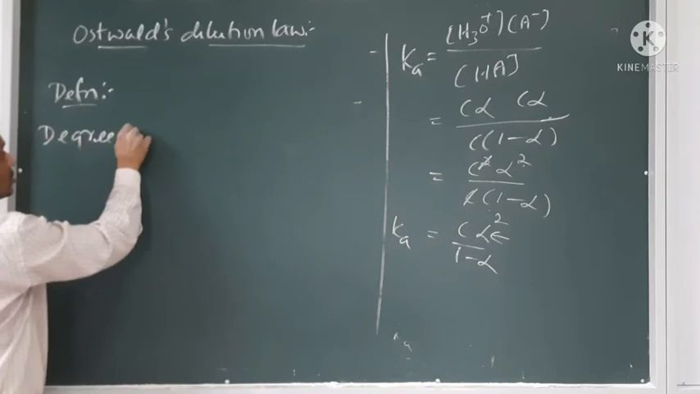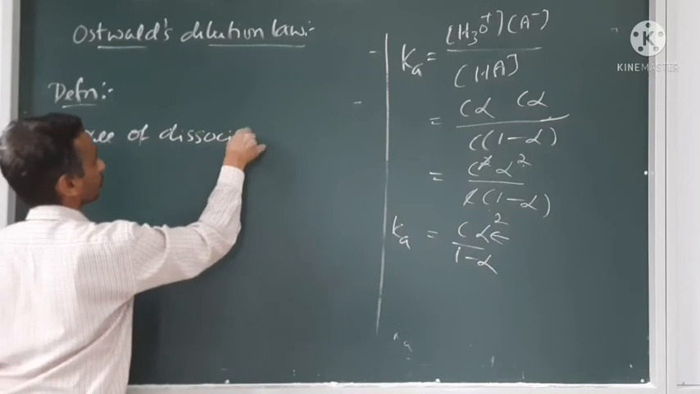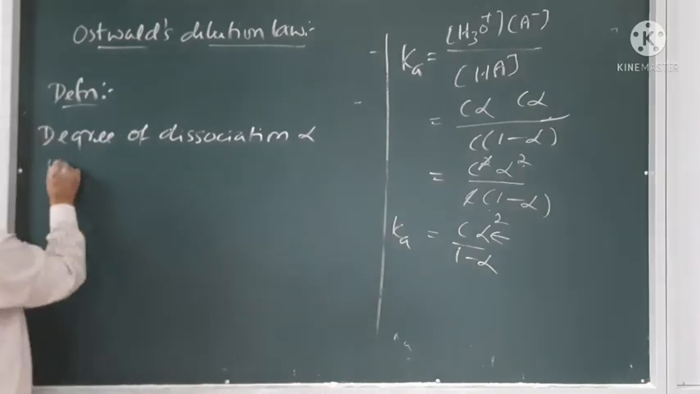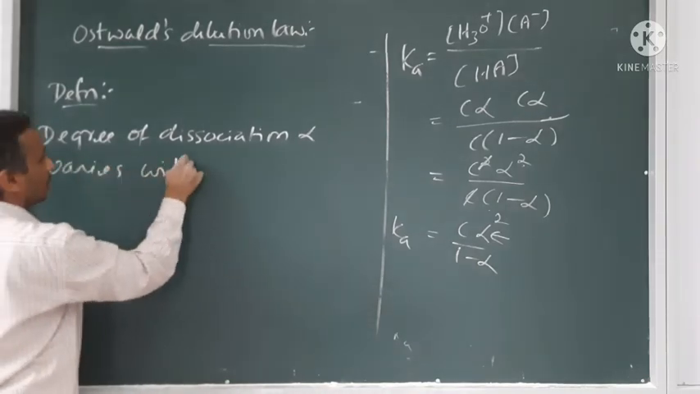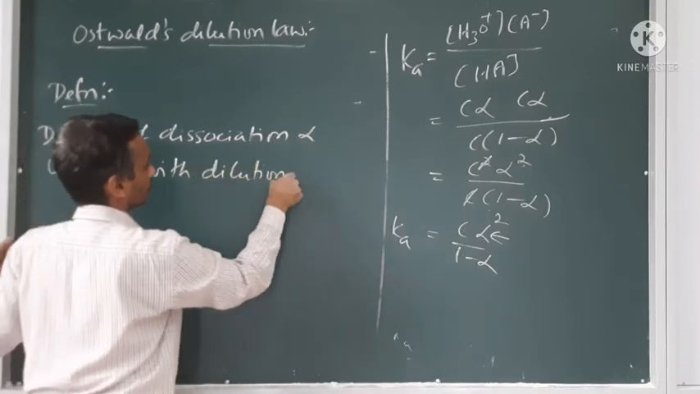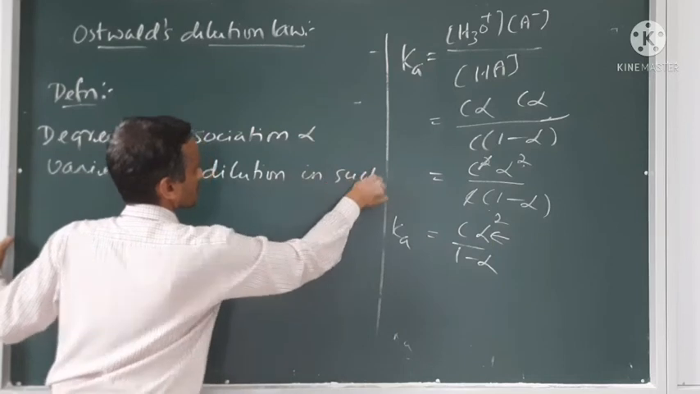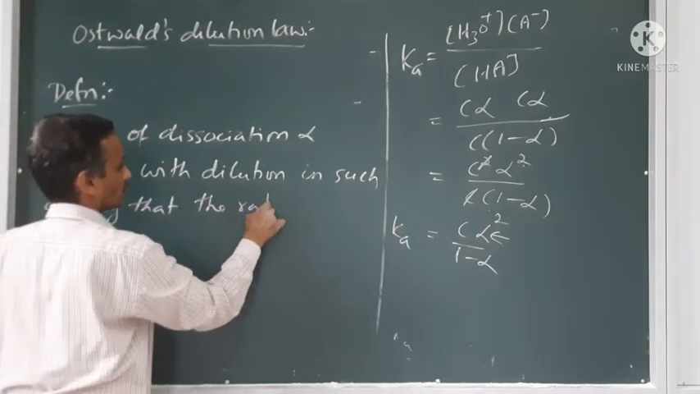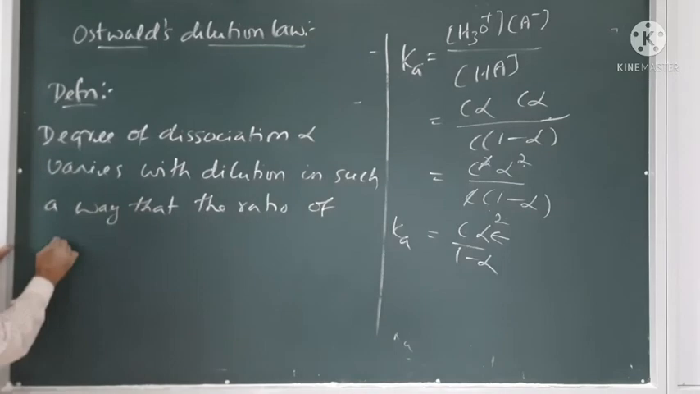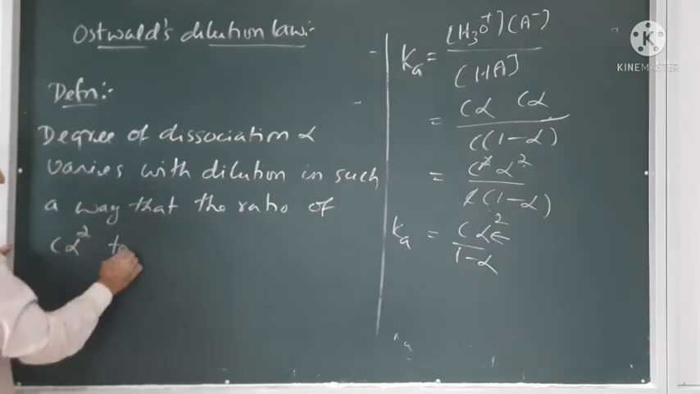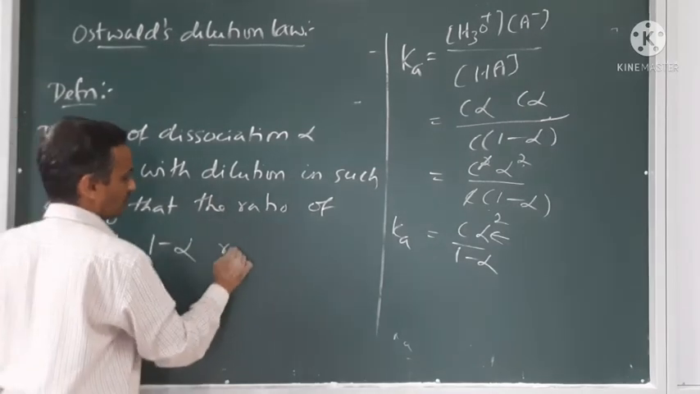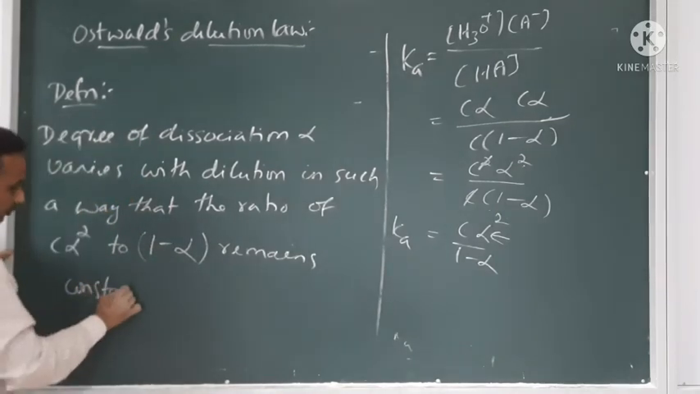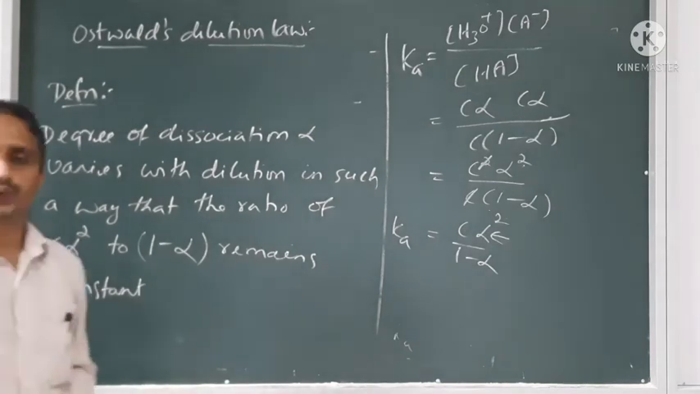The degree of dissociation alpha varies with dilution in such a way that the ratio of C alpha square to 1 minus alpha remains constant. This is called the Ostwald dilution law.